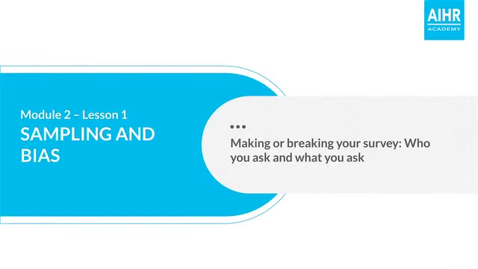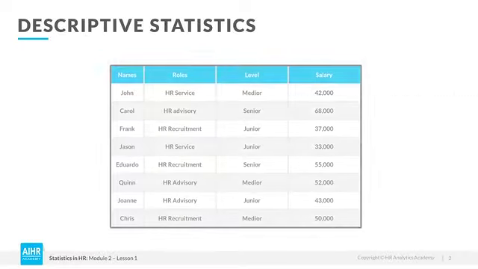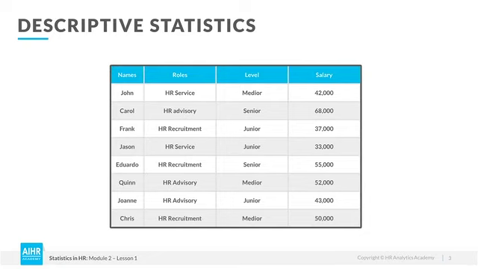First, what exactly is sampling? To understand this, you need to understand the differences between descriptive and inferential statistics. We use descriptive statistics when we know all the data points. For instance, all the salaries of the employees in a company. This is what we did in the previous module, as we knew all the data points in our examples.